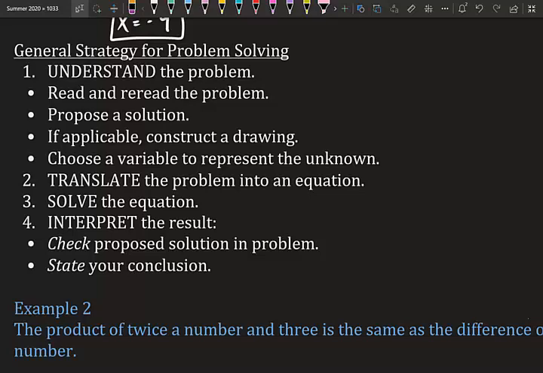Anyways, if you can, draw it. In trig, calculus, pre-calc, drawing what they're telling you helps you figure out what they're asking you to do. So draw it if you can. Choose a variable to represent the unknown. If they're saying a number or whatever this is and you don't know it, choose a variable. We usually pick x, or whatever we want the variable to represent. So if it was the cost of this, we would say c.